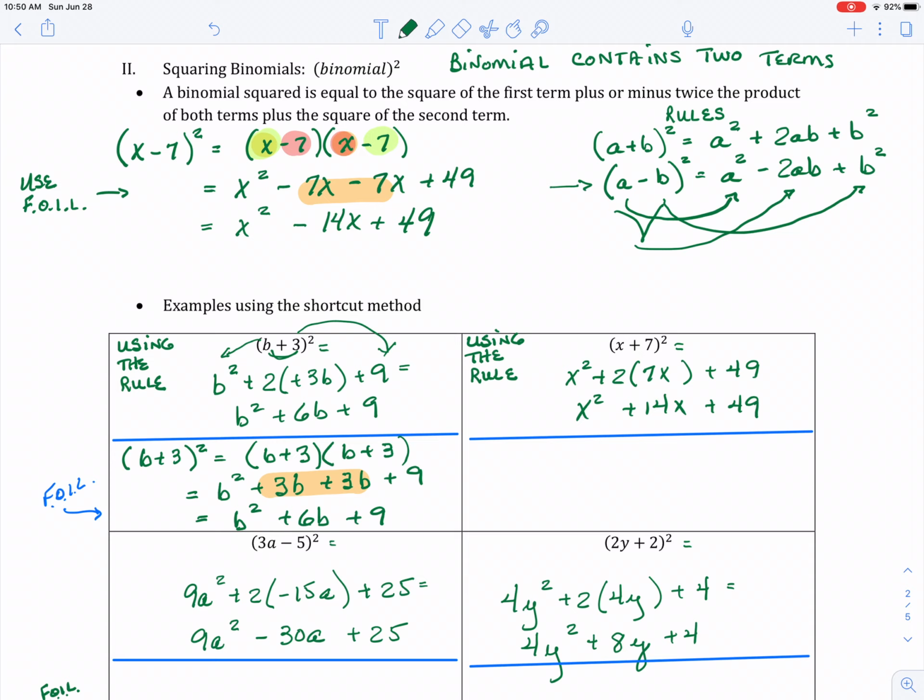All right, so let me go to this next one. X plus 7 is a binomial, and it is being squared. So I'm going to write this down twice. I'm going to use FOIL on this. So first times first, outer, inner, last. And that one looks familiar to the first one that I did.